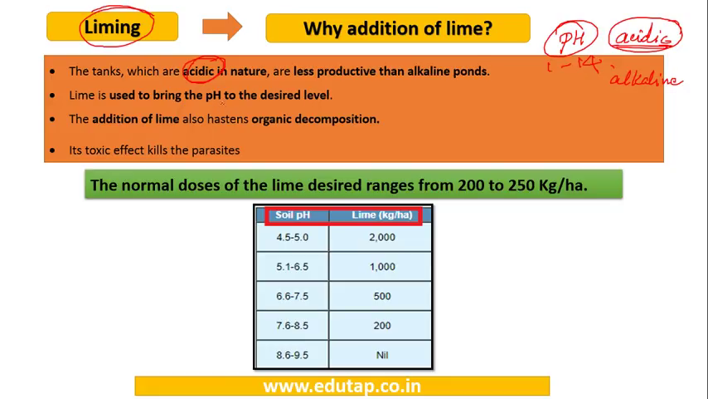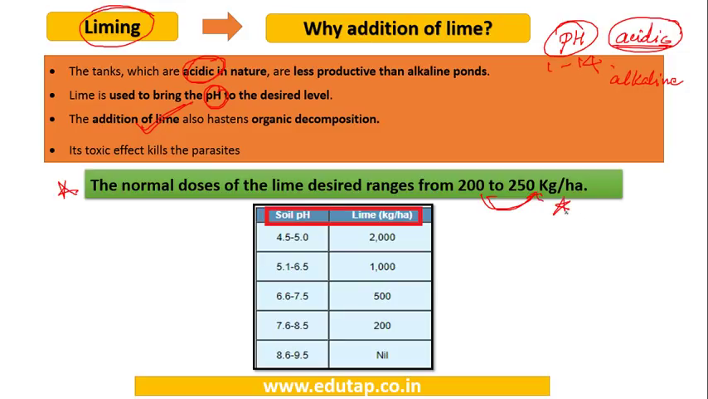So we need to adjust the pH level. How do we adjust the pH level? We need to add lime, we need to go for addition of lime. Now one important point for the examination: what is the normal dose of lime which is desired? The range is from 200 to 250 kg per hectare.